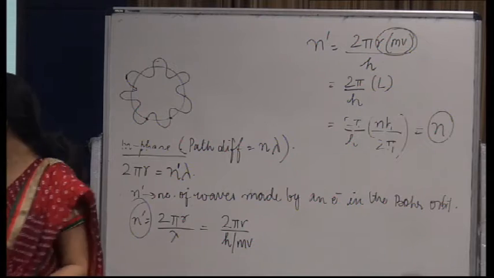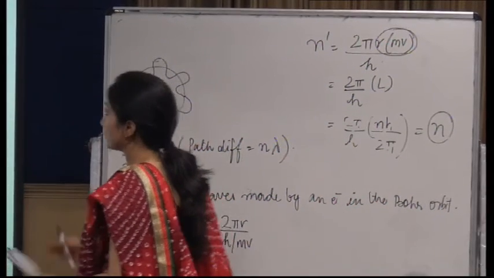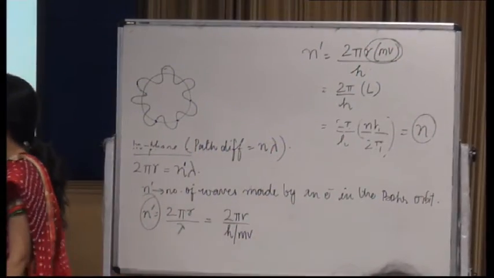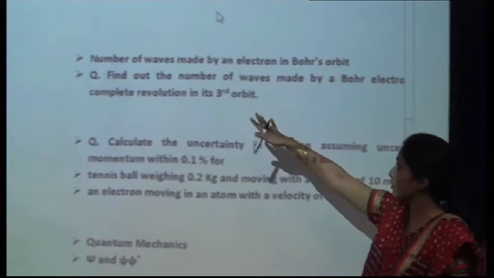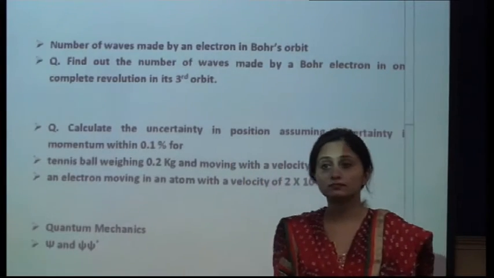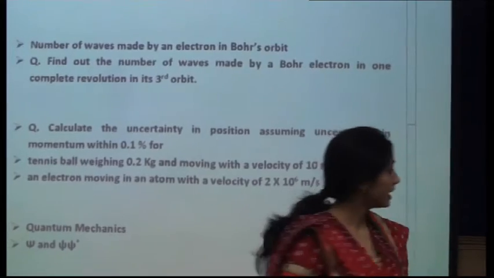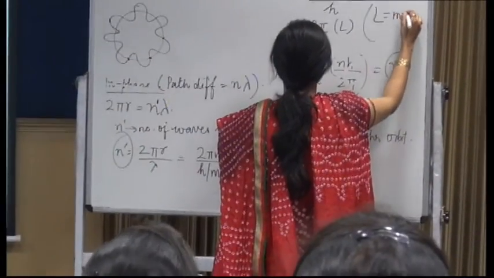Okay. Then after this, we started talking about, okay, this is what we are talking about. The number of waves made by an electron, now we have talked about. Yes? L is our angular momentum. Let me tell you, the general notation for angular momentum is generally written as L.